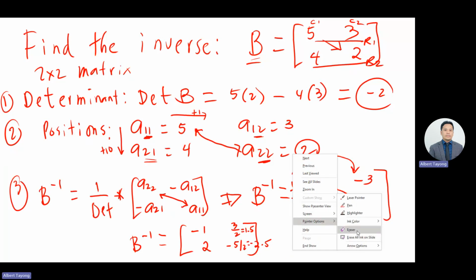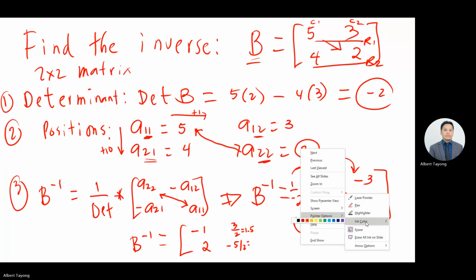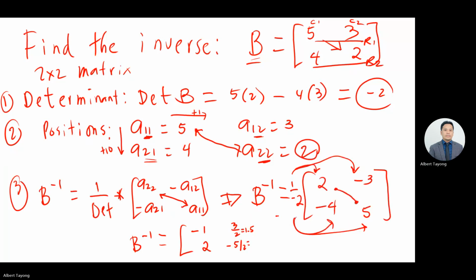Let me just write this properly here. Let's have more space. So here this is equal to negative 2.5. Here 3 over 2 is equal to 1.5.